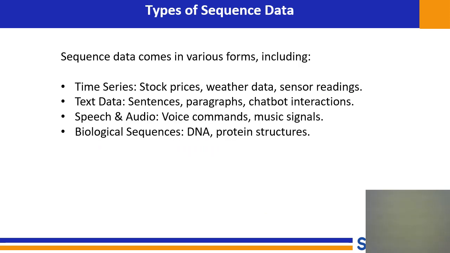Next, what are the different types of sequence data? Sequence data comes in various forms. First one, time series. For example, stock prices, weather data, sensor readings, which will change in the course of time. Next is text data: sentences, paragraphs, chatbot interactions. Third one, speech and audio: voice commands and musical signals which are related to time. And then biological sequences: DNA and protein structures.